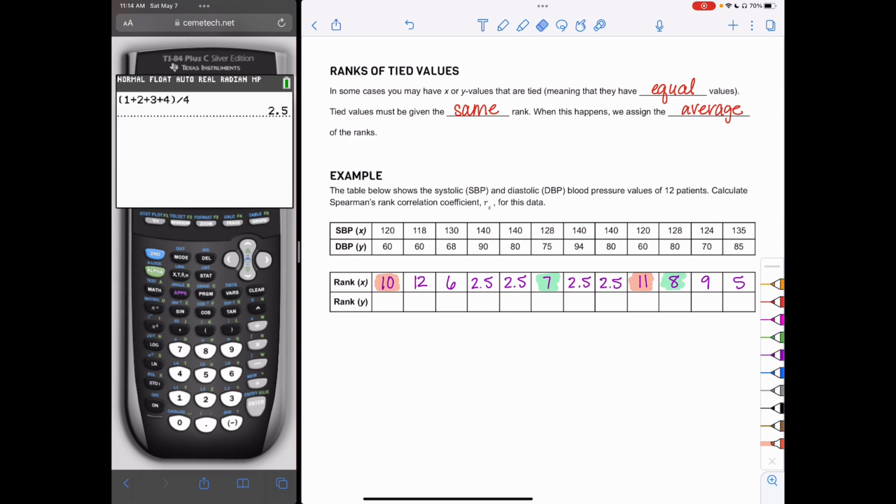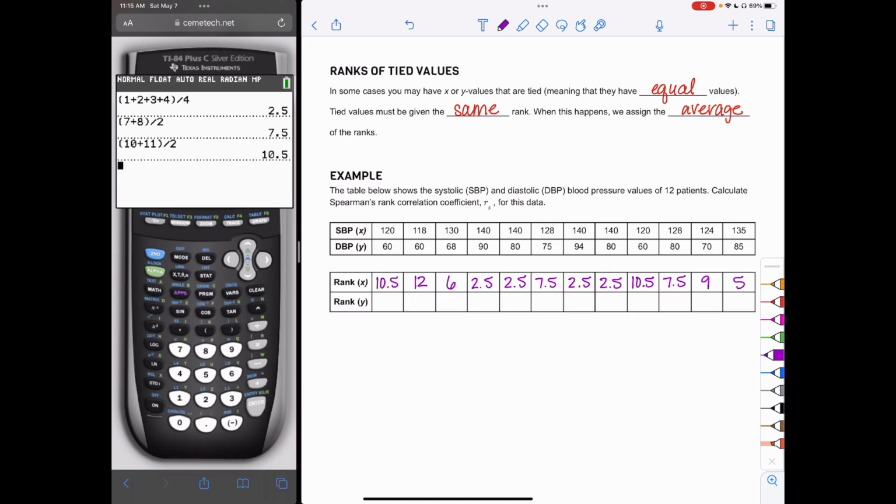All right. Next, I have the rank 7 and 8. So with my rank 7 and 8, if I find my average, 7 plus 8 divided by 2, I end up getting 7.5. And then I do my rankings for 10 and 11. So I have 10 plus 11 divided by 2, which is 10 and a half. So I'm going to have 10.5 here.